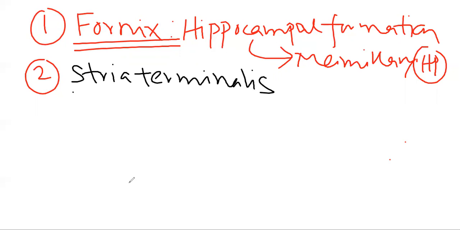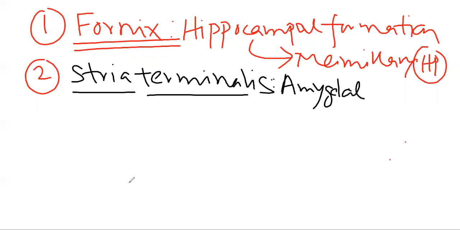Stria terminalis is the connection between the amygdala and the mammillary nuclei of the hypothalamus. So stria terminalis is also a component of the Papez circuit, or the memory formation. Together, both the fornix and the stria terminalis are utilized for the consolidation of memory.